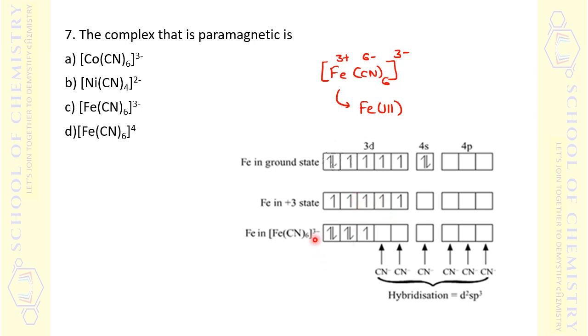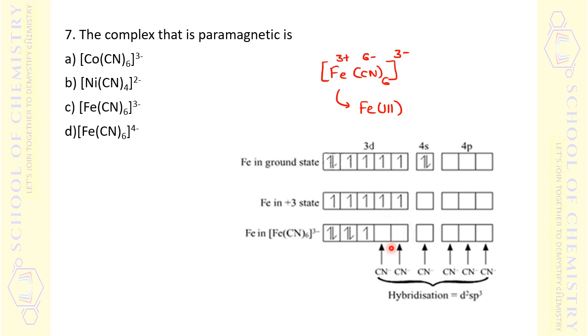Now under the influence of 6 cyanide ligands, you must know that cyanide ligands are considered strong field ligands. On that basis, we can go for pairing up of electrons. There are 5 electrons, and they will pair up like this: 2 will be here and 2 more will be here. 1 electron will be unpaired and will be left here.